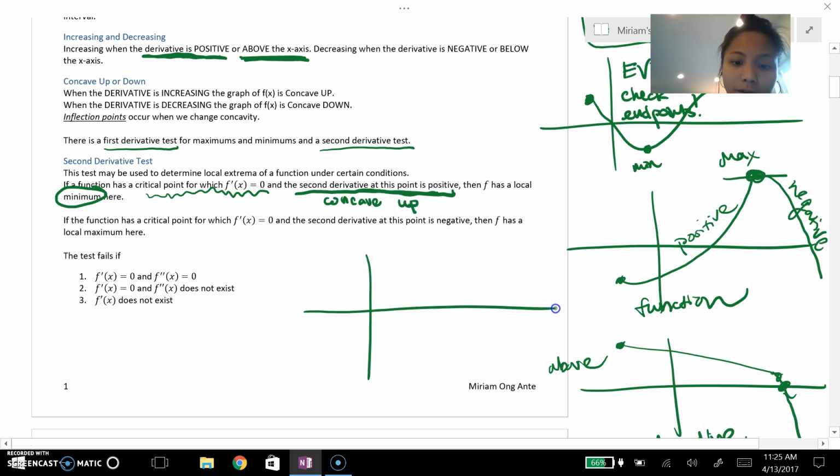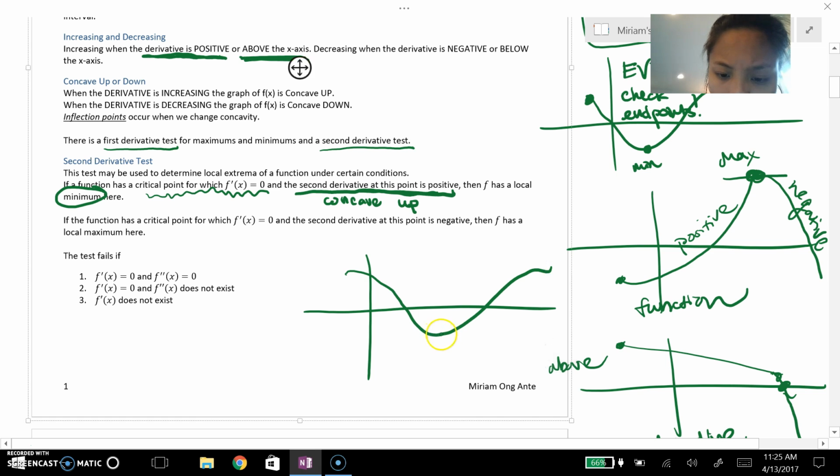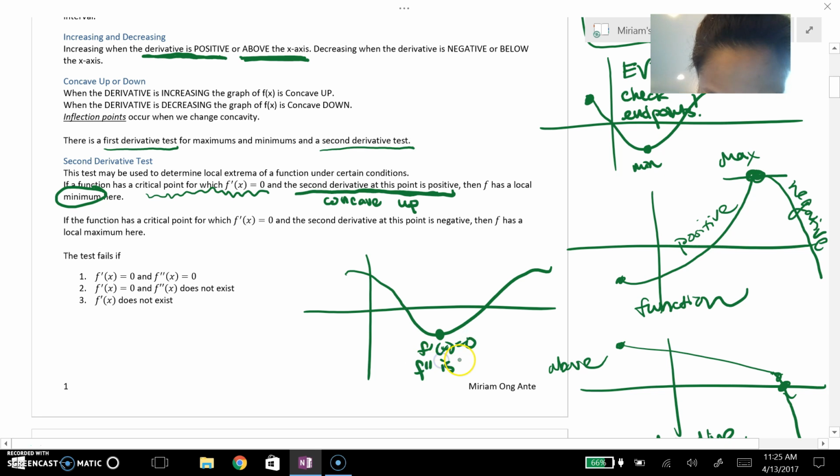So, if I have a graph, and I know that I have a critical point, so let's say here, meaning f prime of x equals 0 here. But then the second derivative here is positive. That means the graph is concave up. Then essentially you have to have a minimum. Because you're concave up, that means there's a bottom, and it has to be a minimum.